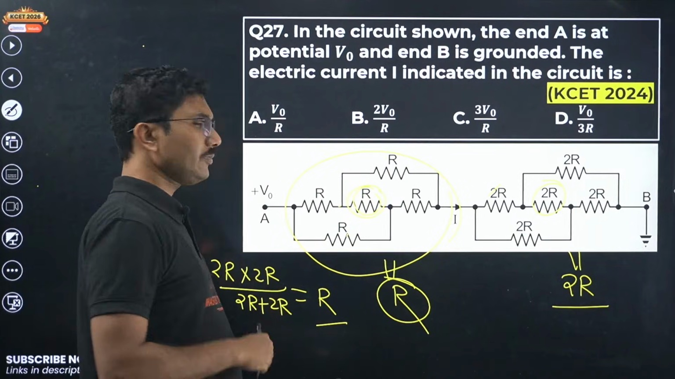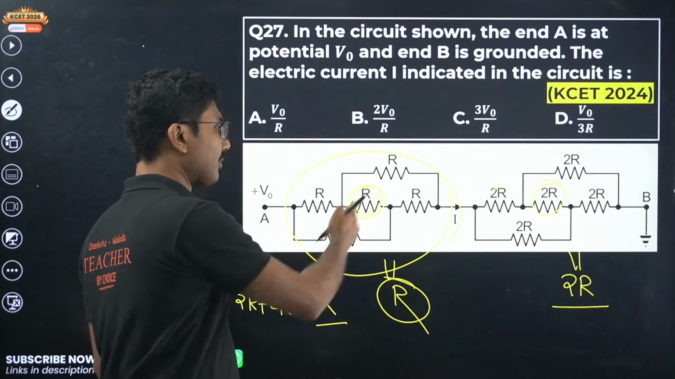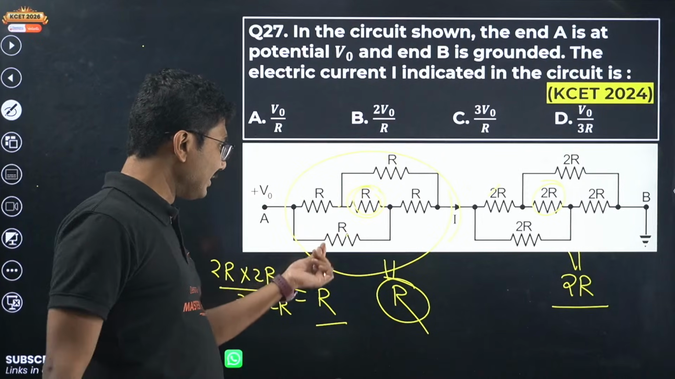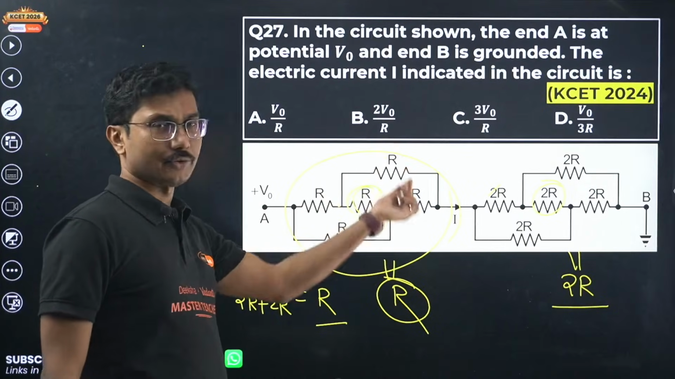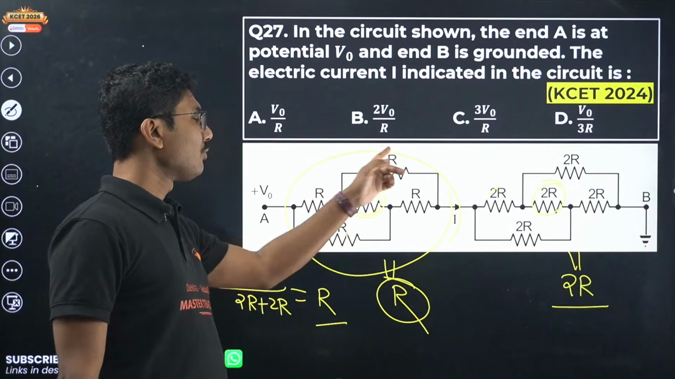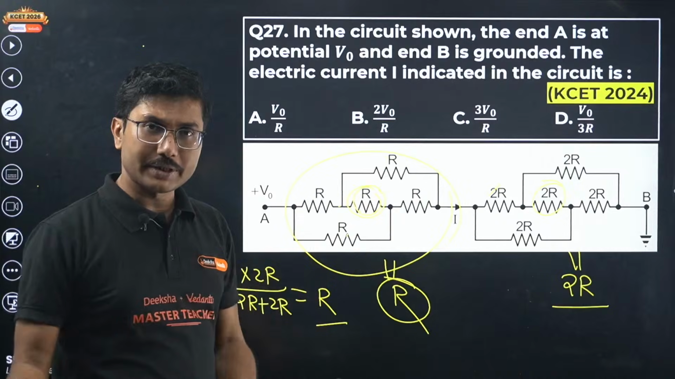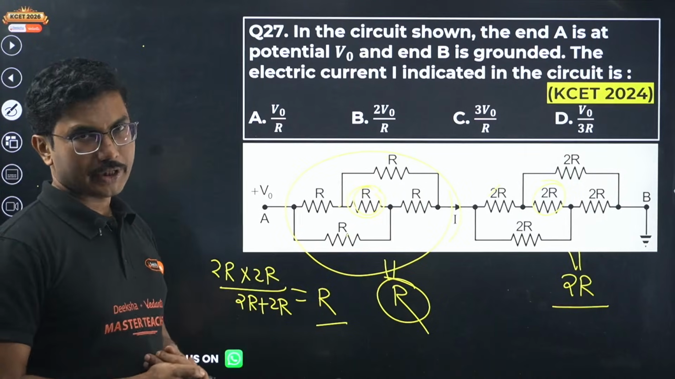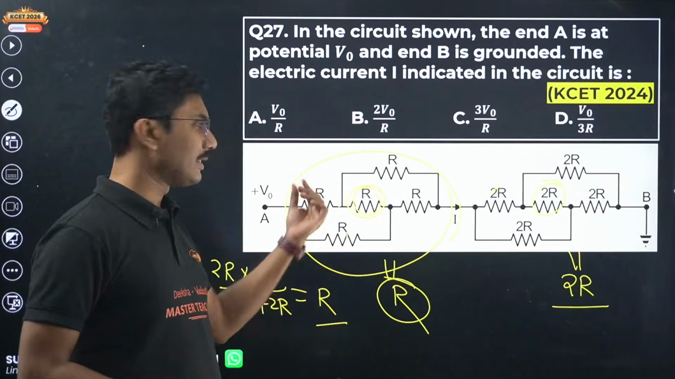It can be any value, R, 4R, R, 4R. At least this ratio should be equal to this ratio. Suppose this is 2R, 4R, this is R, 2R, then also it is a balanced Wheatstone bridge. So you have to just be careful that the ratio should be the same.